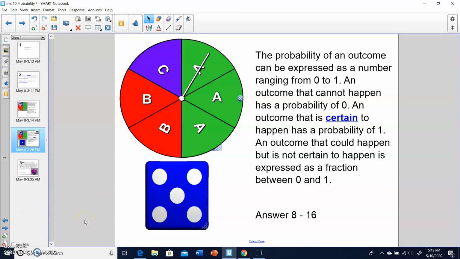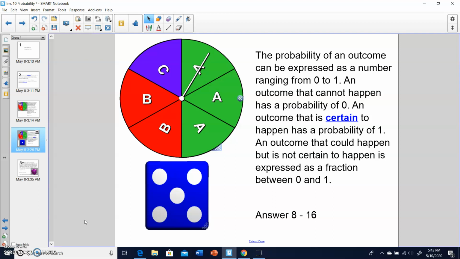Number 14. If the dot cube is rolled once, what is the probability of rolling a 7? Think about your dot cube. What are the odds of me rolling a 7 with a dot cube? Write that down. Is it going to be able to happen, or certain to happen, or not going to happen?